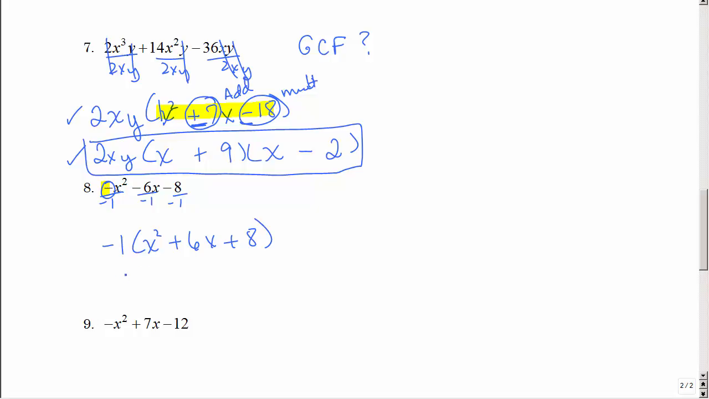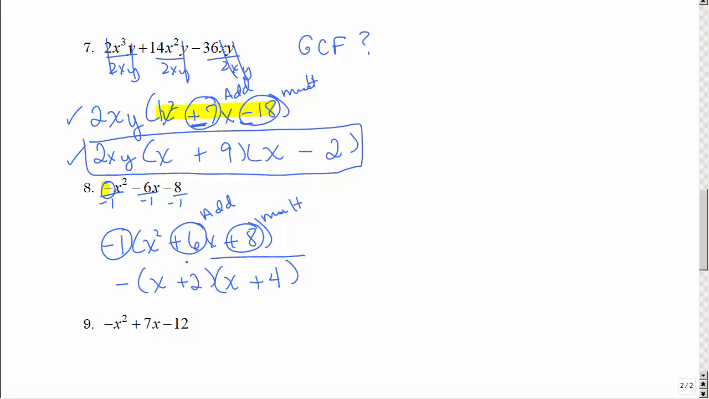Can I keep going? And now on the next line, I'm going to write that just as a negative sign. So what multiplies to get +8 and adds to get +6? +2 and +4. But I still had to have that negative, so when I multiply all of that out, I would get back where I started out with that had a bunch of negatives.